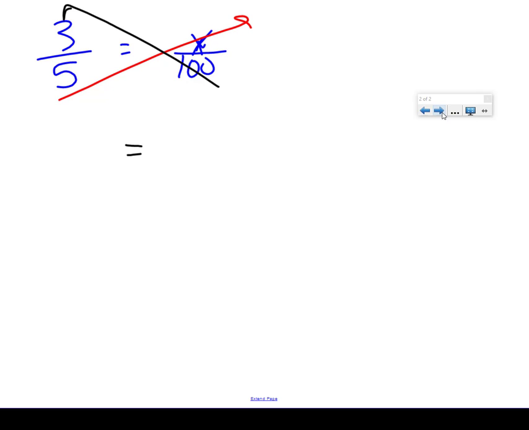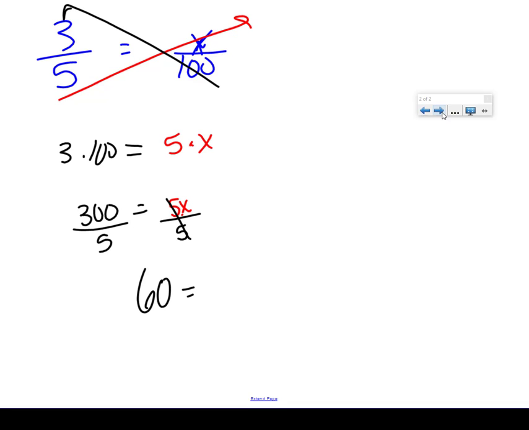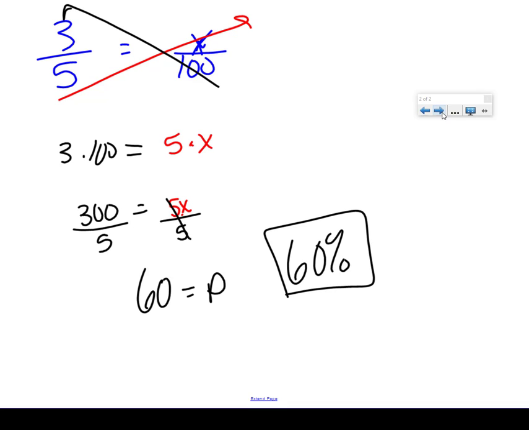So when I multiply the red diagonal, 5 times x, this is what I get, 5x. When I multiply in the other diagonal, which is the black diagonal, it's 3 times 100, which is 300. And I need to divide by the number that is with the letter. So I divide both sides by 5, and I get 300 divided by 5, which ends up being 60. P is 60, which is actually 60%. So if I have a fraction, I now have a percent.